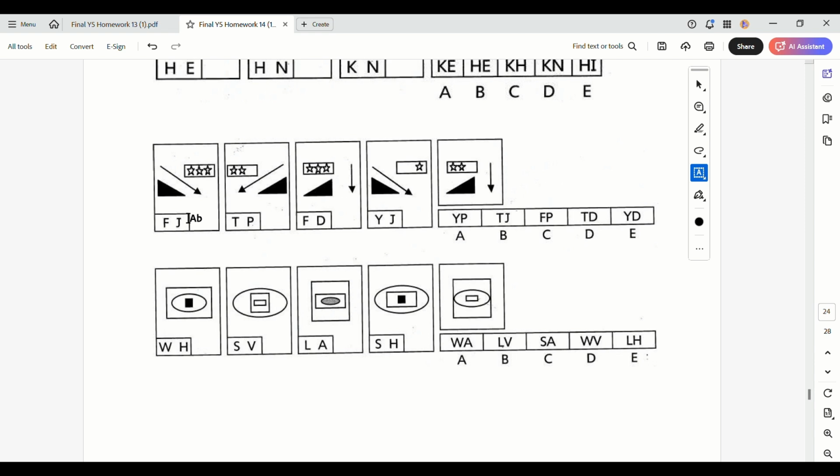Next question. We got F and F. That seems to mean 3 stars at the top. T means 2, and then Y means 1 star. So it says 2 stars, so it's going to be T. Now, J, P, D, J, all different. Seems to mean which way the arrow is pointing. So D would mean downwards, therefore, does it mean D?